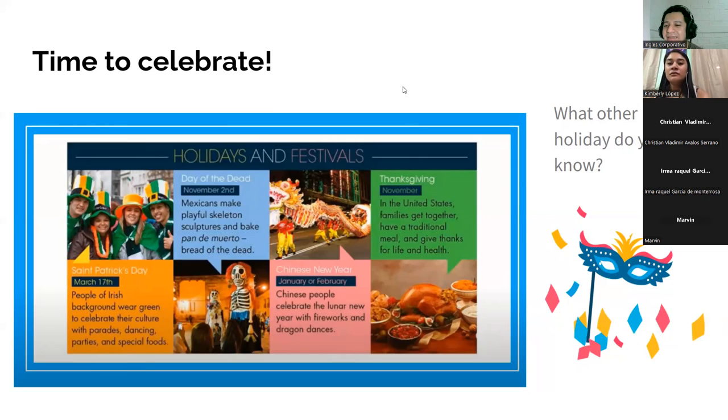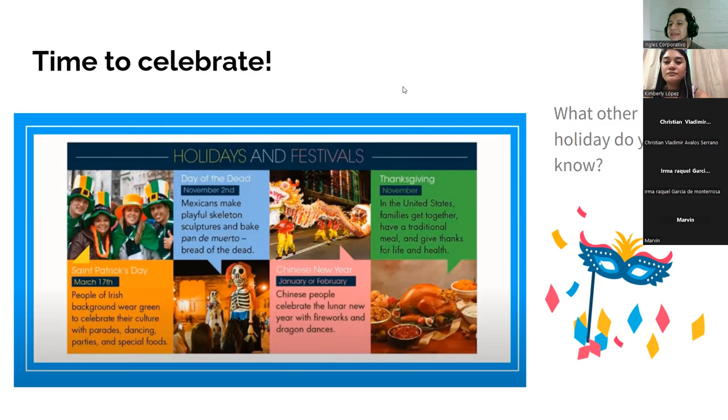Next one is Chinese New Year, which is in January or February. I guess this year was in January or February. I don't know. Chinese people celebrate the Lunar New Year with fireworks and dragon dances. Also, social media, right? They add some like icons or gifts from Chinese New Year, right? So that you can use that.